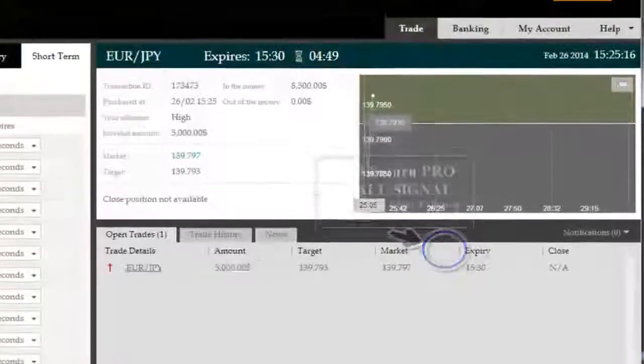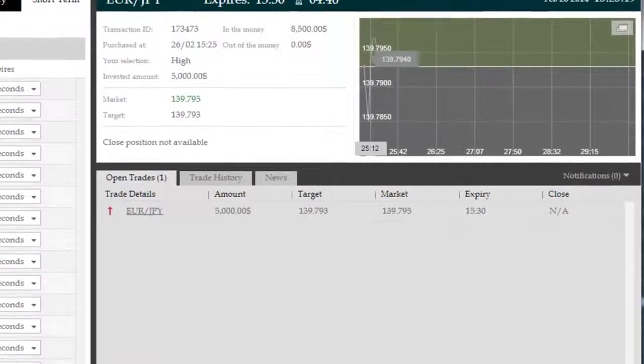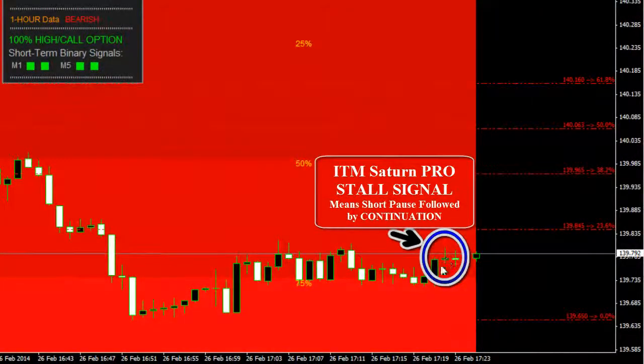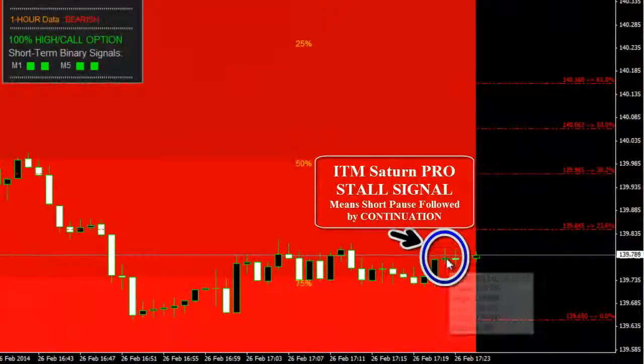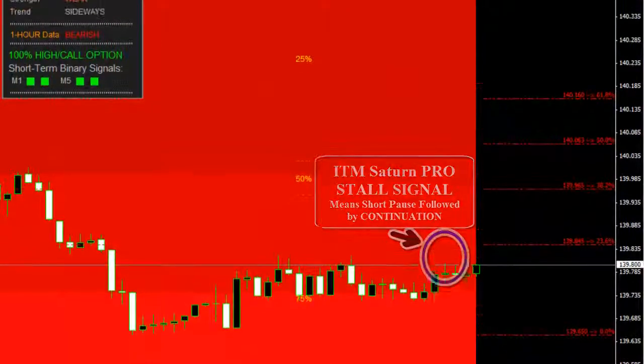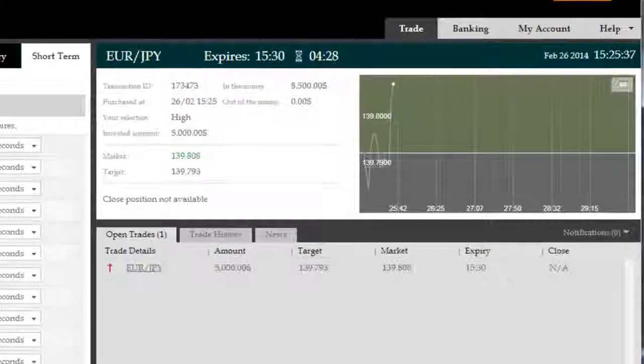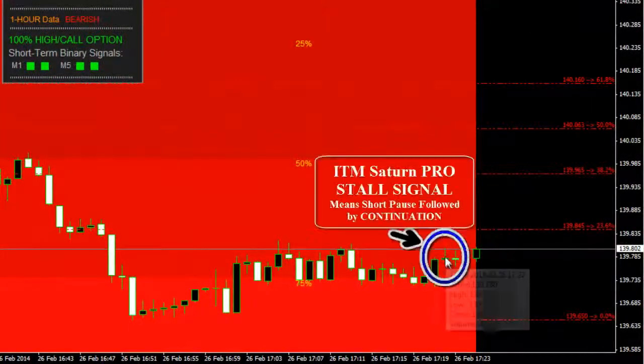A stall signal is essentially a negative bar. And there we are, back in the money, traversing really quickly. The stall signal is such a unique signal to ITM Saturn Pro. It's only shown to you when there is a very high probability of a continuation. Now, a stall signal usually appears with an arrow. Remember, in ITM Saturn Pro, when you see an arrow, it is not a sell signal or a buy signal. It is a pointer telling you that that pin bar in particular is of utmost importance.